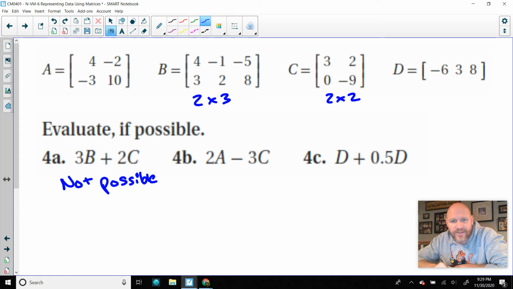Let's look at 2A minus 3C. So A and C are going to match up. Let's go ahead and do the math on that. We're going to have an 8, a -4. We already did that, 2 times A.